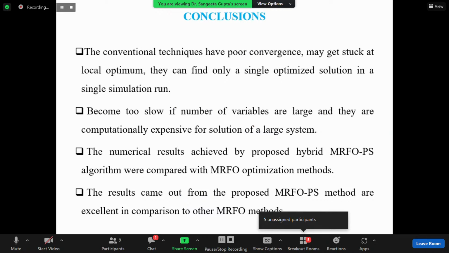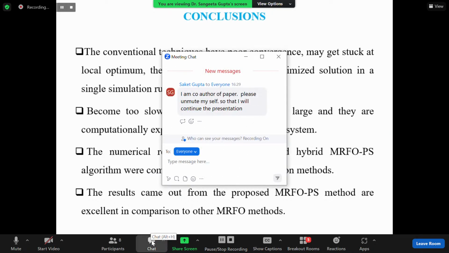So, conclusion. The main disadvantage of conventional algorithms is that they are trapped in a local optimum solution. To overcome the drawback of the conventional optimization technique, in this paper, we propose a hybrid version of two evolutionary computing algorithms to overcome the shortcoming of the conventional algorithm, MRFO algorithm.